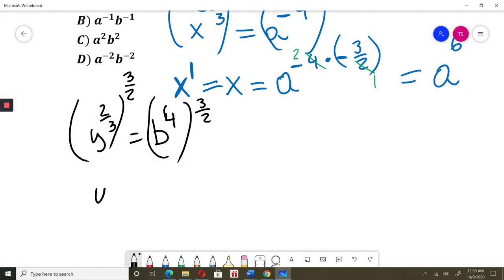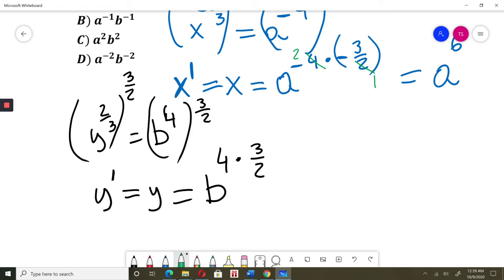Okay, the left side will be just y. I'll write similarly, y to the power of 1, because 2/3 times 3 over 2 is 1. This is just y, of course. And the right side is b to the power of 4 times 3 over 2. So I can simplify: this will be 1, this will be 2. So that is equal to 2 times 3, b to the power of 6.